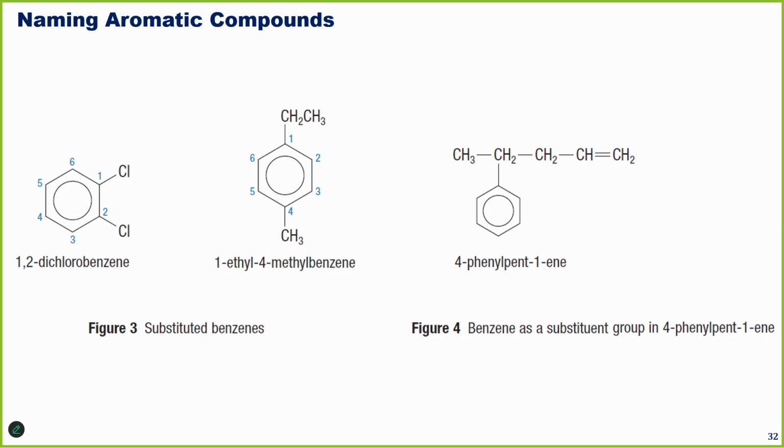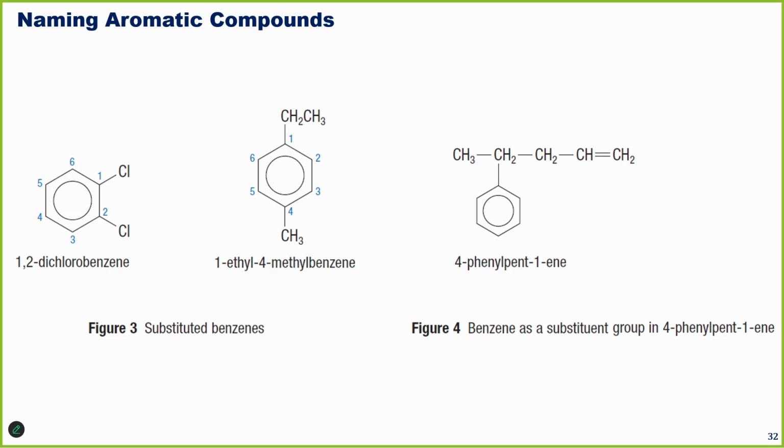If 2 or more substituents are bonded to a benzene ring, we number the carbon atoms of the benzene ring starting with the first substituent alphabetically, and continue numbering in the direction of the next closest substituent. Here, figure 3 shows some examples. You can have a look at these examples.